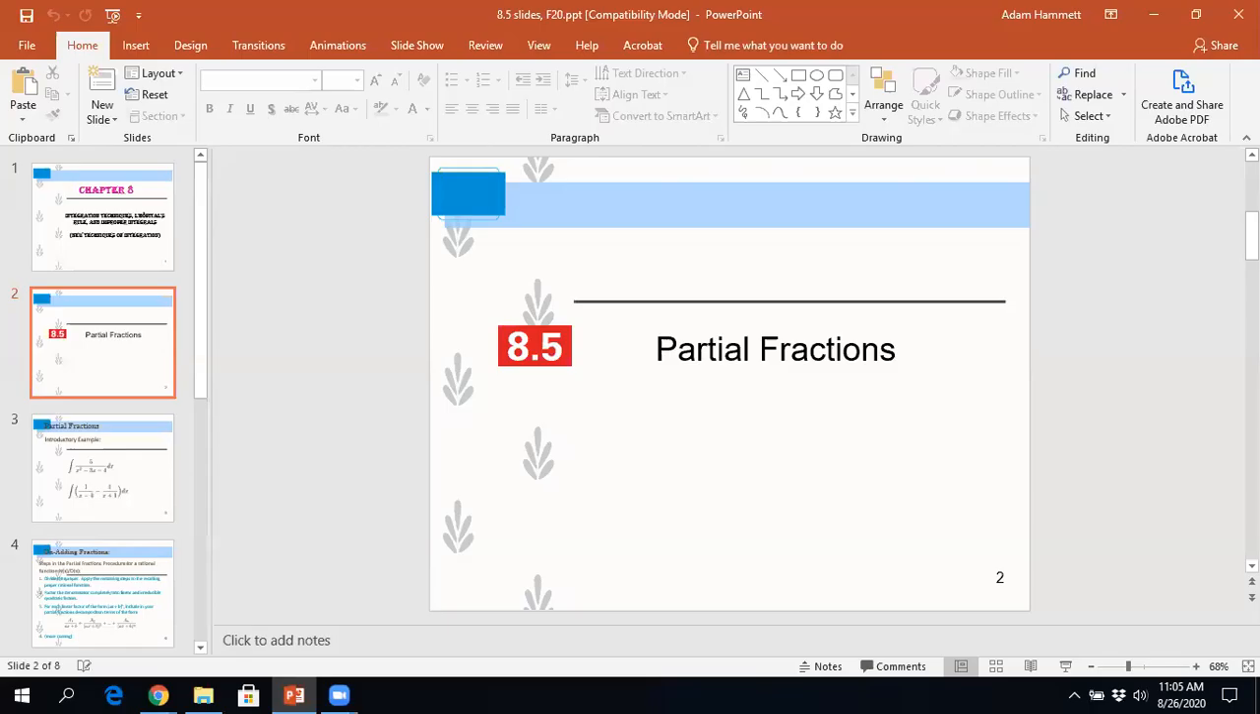Today, we will be talking about partial fractions, whatever that means, okay? But let me just make sure I'm sharing the right thing here. So, new share, yeah, I'm sharing my screen, that's great, okay?